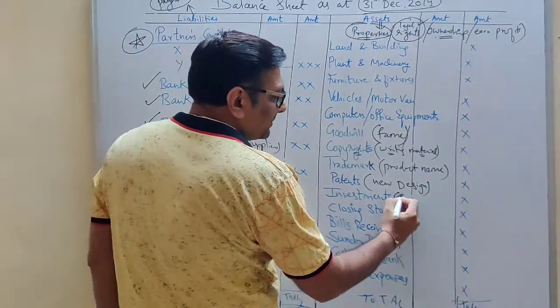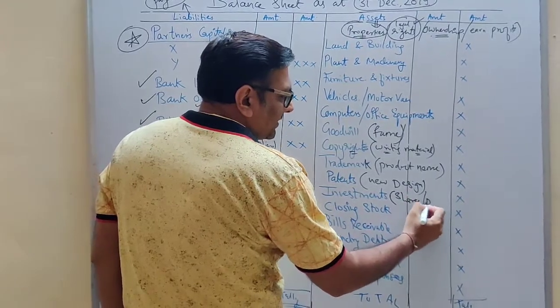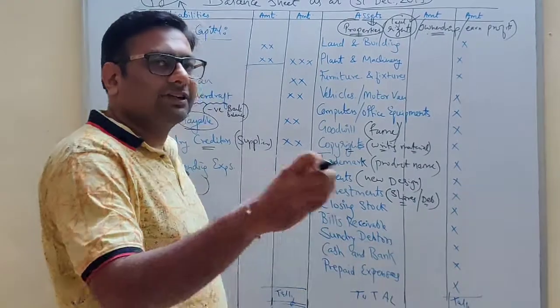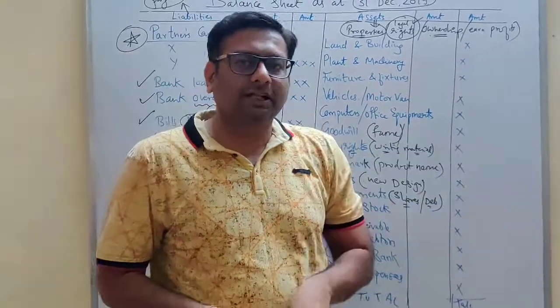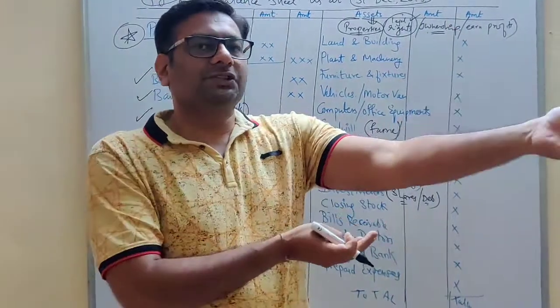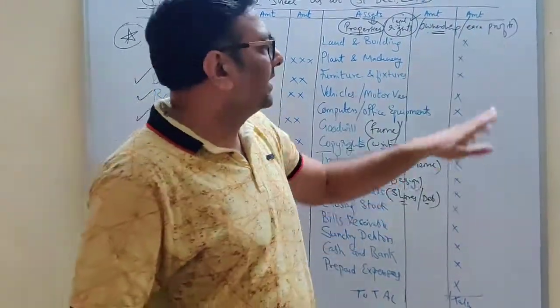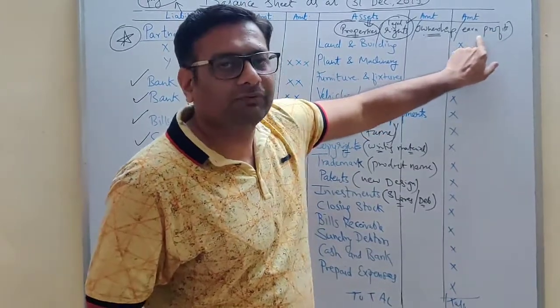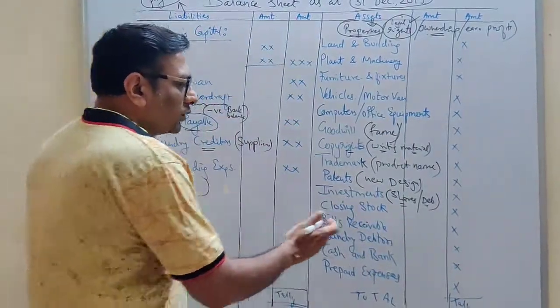Investment, you can make investment in shares or debentures. So these are the options. You can make investment into the shares. You purchase a share of another company. You invest money in it. Why? So when you invest in shares, the price goes up, you earn a profit. So when you do investment, your objective is to earn profit. It is an asset. Closing stock.